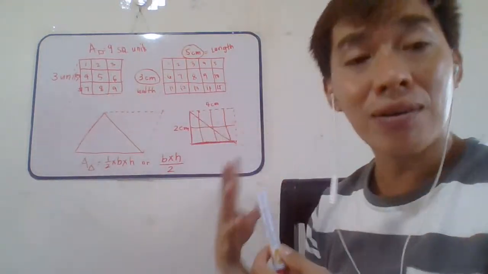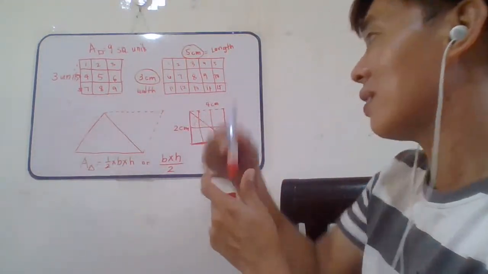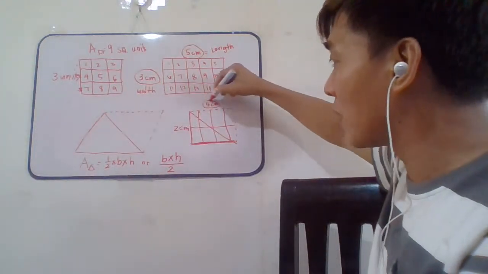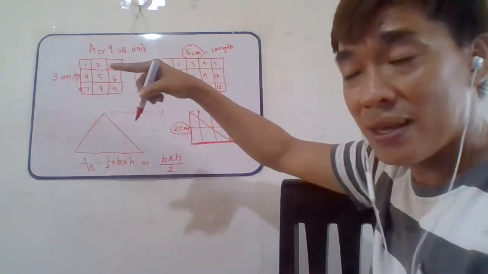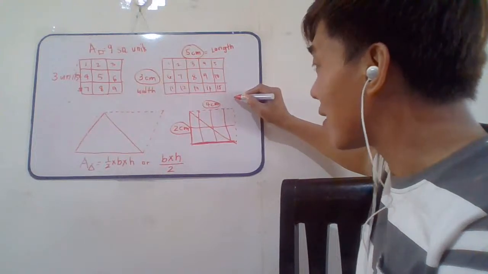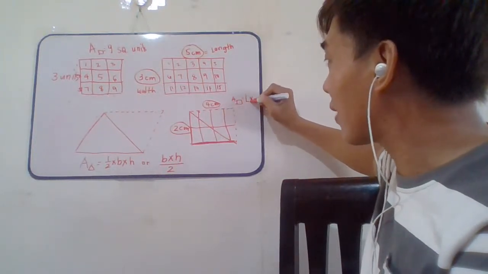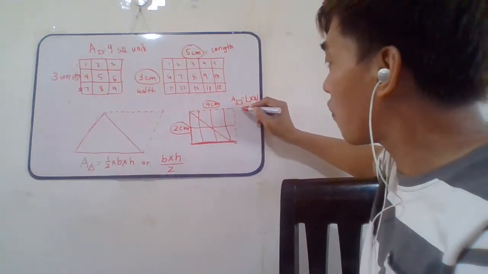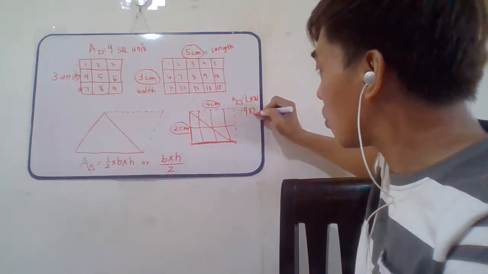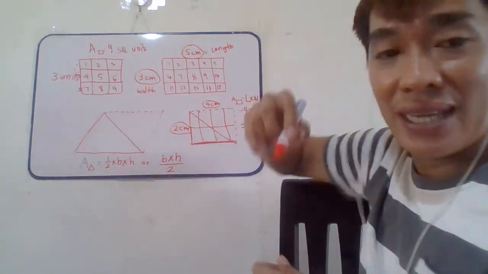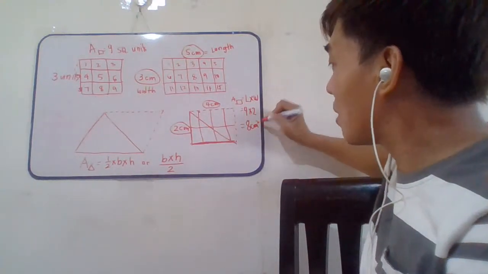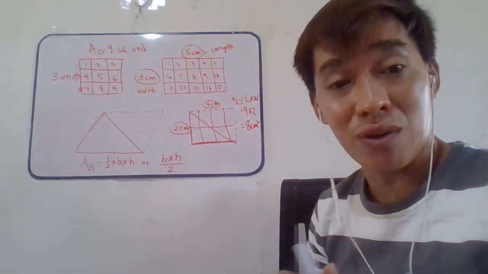So, if it is just a rectangle, that is very easy because you only have to multiply the length and the width. So if it is a rectangle, the area of the rectangle is length times width, which is 4 times 2, that will give us 8. So, 8 centimeters squared or 8 square units.